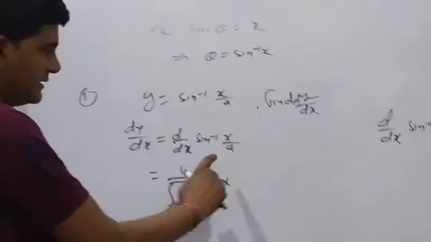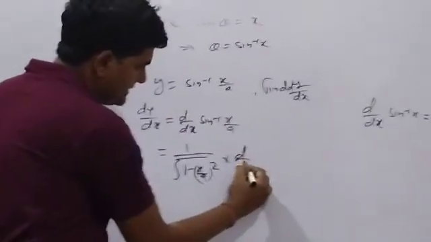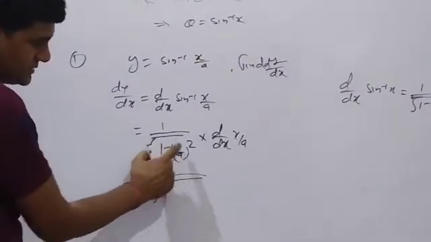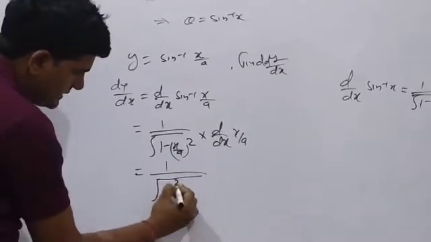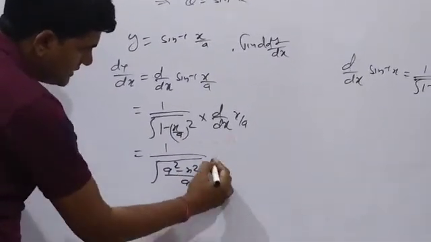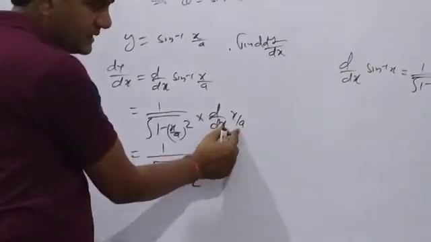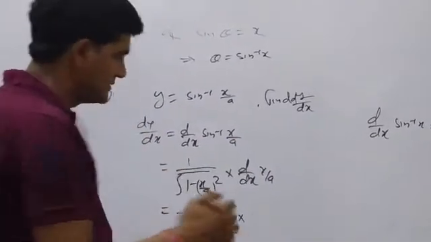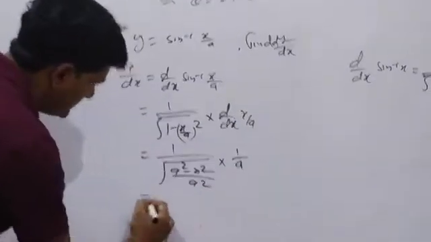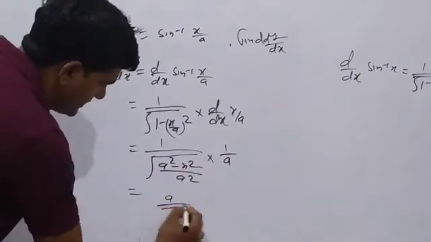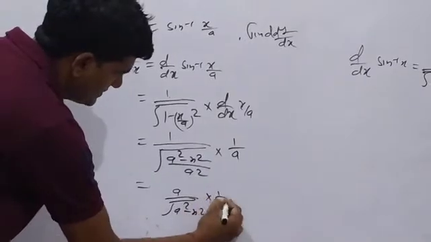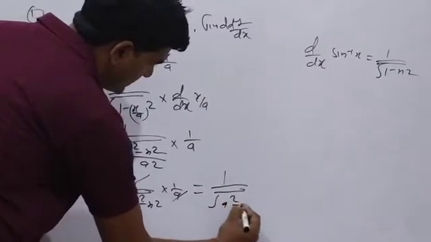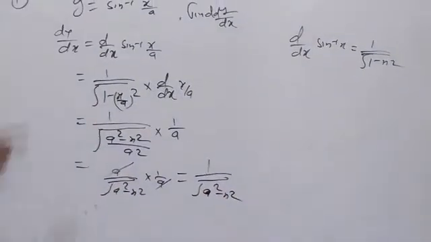Then again the differentiation of x by a. d by dx of x by a is equal to 1 upon under root 1 minus x square by a square, which is a square minus x square upon a square, into the differentiation of x by a, which means 1 by a. Leaving the constant, differentiation of the variable x is 1. It means 1 by a is equal to, coming upside here, a upon under root a square minus x square, into 1 by a. Cancel, then 1 upon under root a square minus x square. Now this is the answer of example number 1.